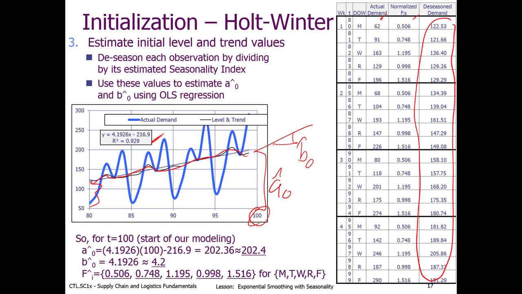I'm starting at time period T equals 100, so I'm going forward from there. My initial estimate for the level is this equation we just calculated. I multiply that slope times 100, minus 216.9, which gives me 202. Then for the slope, I already know what that is. It comes out of the equation, 4.192. Call it 4.2. So I've got my A hat 0 and this is my B hat 0. And down here are all my estimates for the seasonality indices that we've already done.